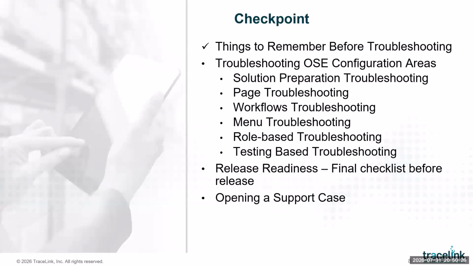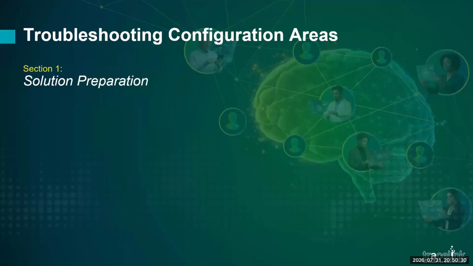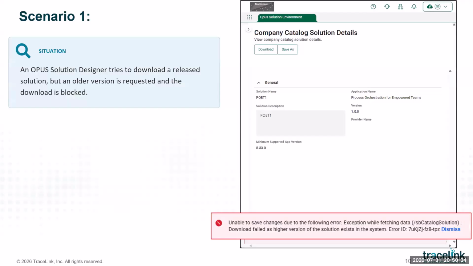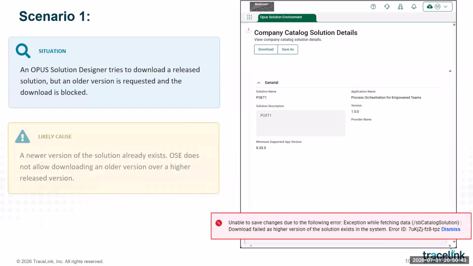Now let's take a look at troubleshooting OSE configuration areas. Starting with solution preparation. Let's look at scenario 1. An OPUS Solution Designer tries to download a release solution at an older version, but the download fails with an error. This usually happens when a newer version of the solution already exists, and OSE does not allow downloading an older version over a higher released version.